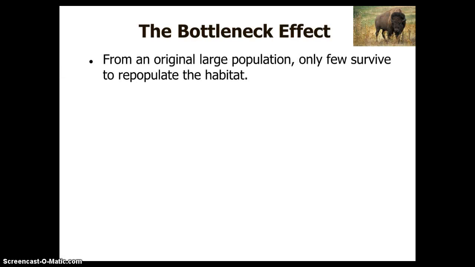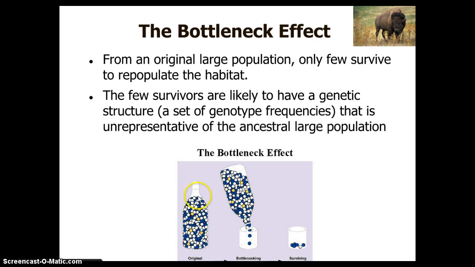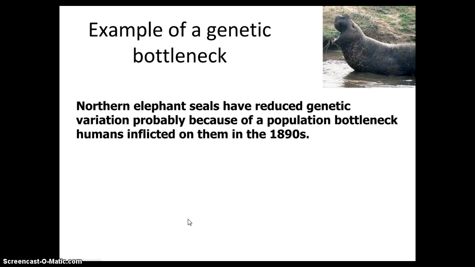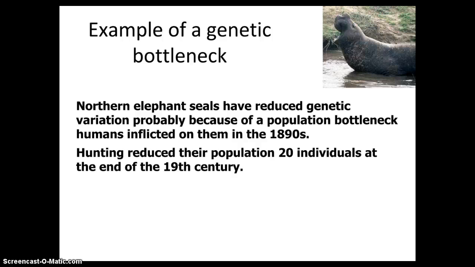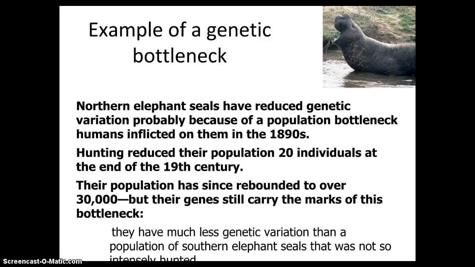So the bottleneck effect is when an originally large population gets kind of crunched down to a small population, and the few survivors are likely to have a genetic structure that's unrepresentative of the ancestral population. So here's the bottle, only a few of the alleles come out or survive, and it's not representative of that original population. An example of that is the northern elephant seals. There's a northern population and a southern population. The northern ones were hunted almost to extinction. They were reduced to 20 individuals, and their population has rebounded to like 30,000, but they still have a lot less genetic variation than the population of southern elephant seals that wasn't so intensely hunted.